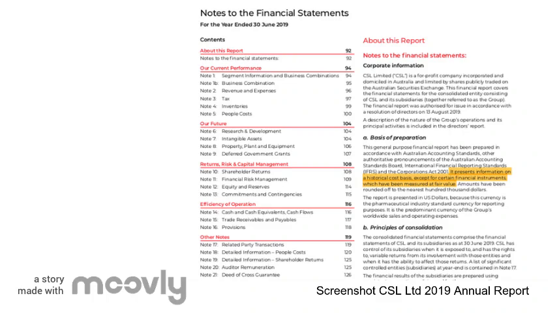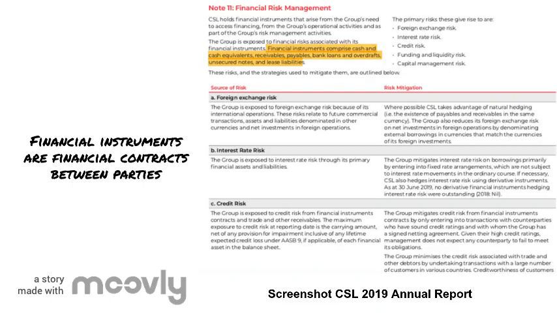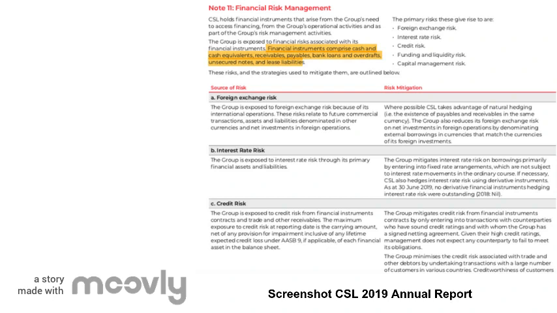A real-life example of this is CSL Limited's 2019 annual report in the section of notes to financial statements. It states clearly that they record on historical cost basis, except for financial instruments measured at fair value. Financial instruments are financial contracts between parties. In CSL's annual report, this includes cash, cash equivalents, receivables, payables, bank loans, and more.